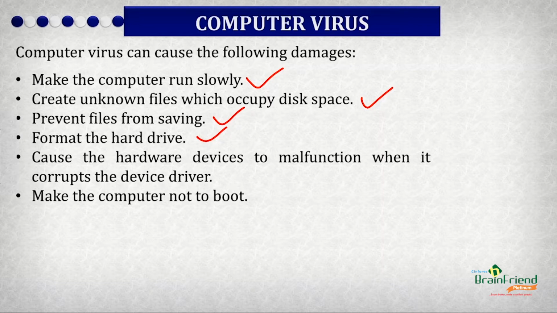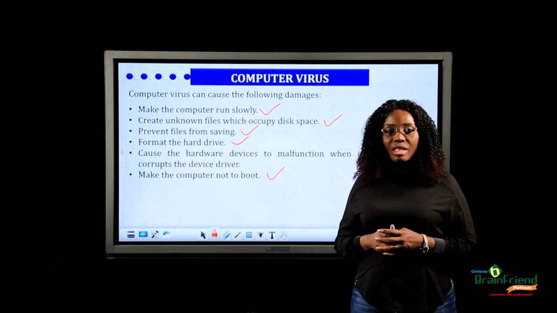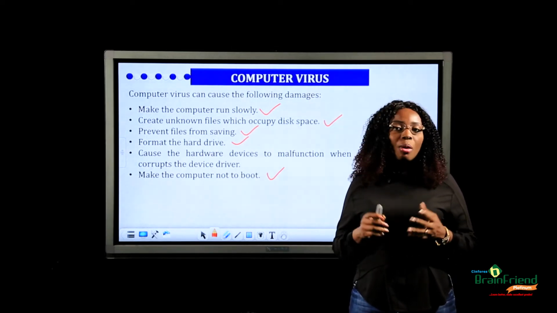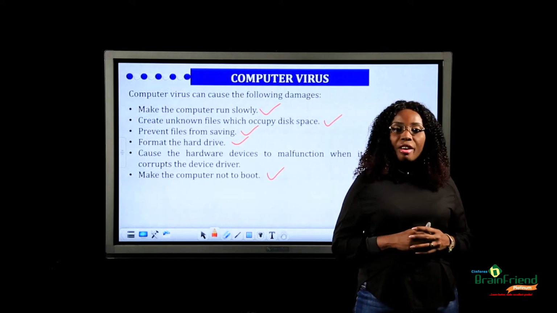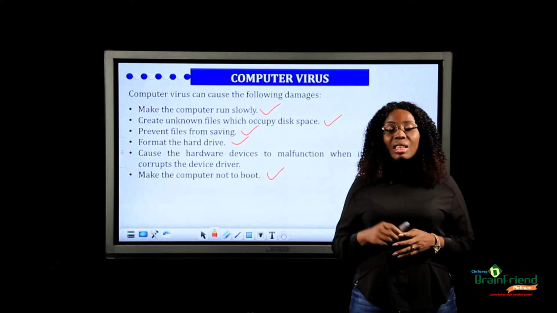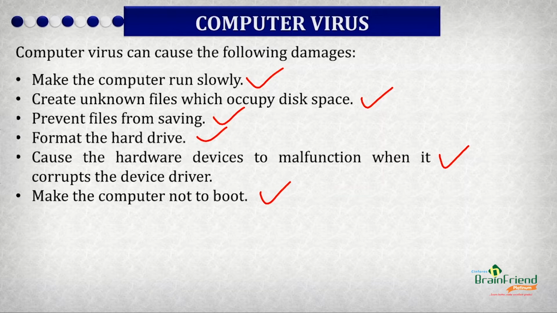A computer virus can cause hardware devices to malfunction. This happens when the device drivers of such hardware components become corrupt. A computer virus can also make the computer not to boot. With all these, we can see that computer viruses are really dangerous. But all hope is not lost, because we can actually prevent computer viruses before they infect our computers. Even after they do, we can still remove them. How is that possible?